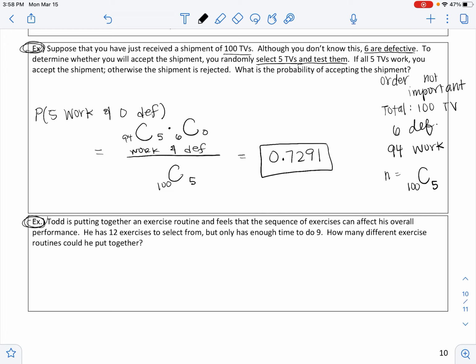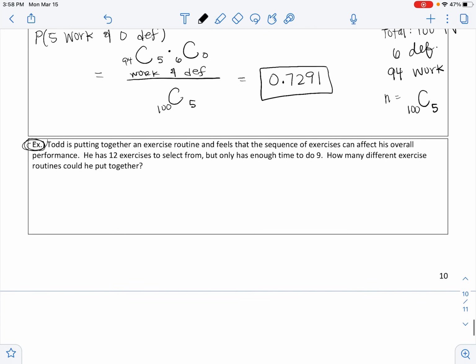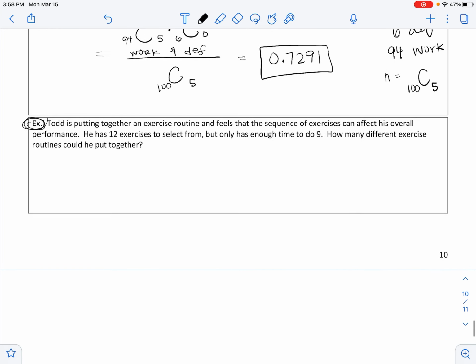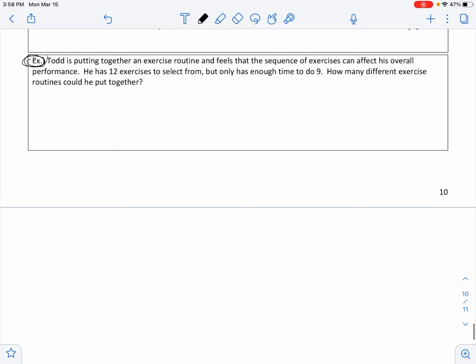The last example on here says Todd is putting together an exercise routine and feels that the sequence of exercises can affect his overall performance. He has 12 exercises to select from, but only has enough time to do 9. How many different exercise routines could be put together?